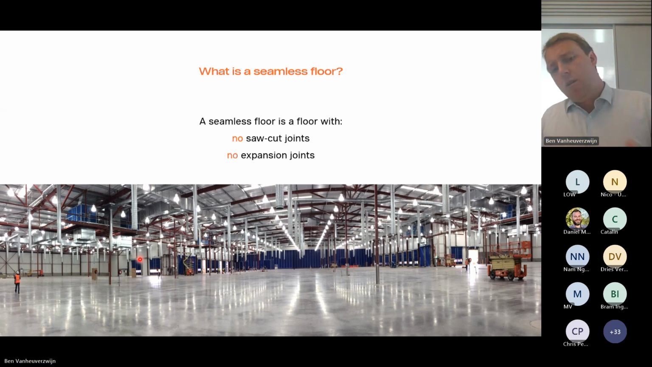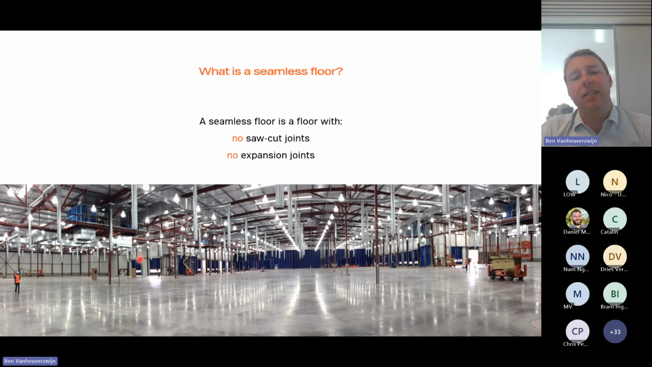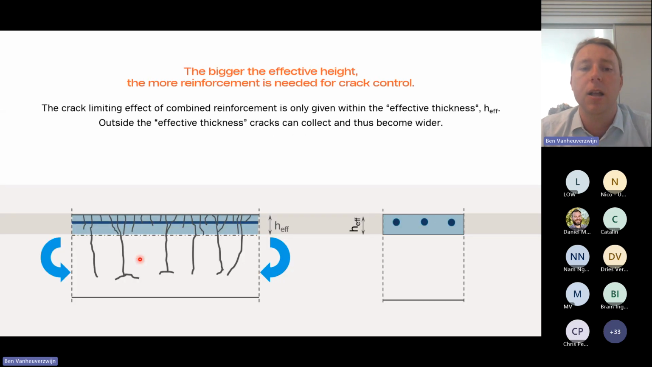We can even take it one step further. Some investors don't want to have any sockets, but they also don't want to have any opening armor joint anymore. In that case, we can opt for a seamless floor. A seamless floor is removing both sockets and expansion joints. In this case, we are reaching the limit of fiber concrete only. As I have explained, fibers are strain softening. So at some point you will have a crack and you need to limit the crack width.